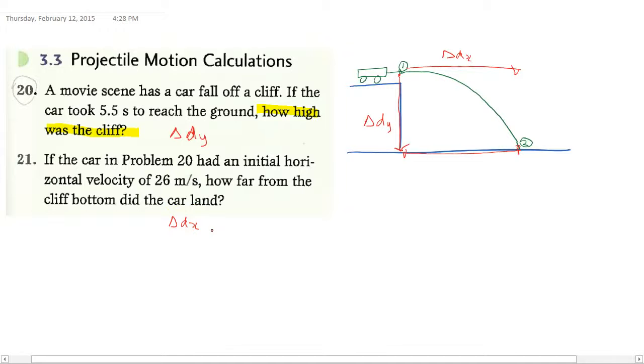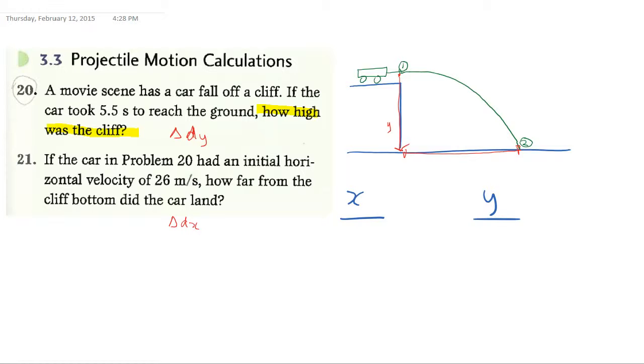Okay, well, in solving this question, and maybe I'll erase some of this stuff just so that we can see it better, we're going to do what we normally do, which is separate the motion into the x and the y components. So we'll have maybe the x here and then the y over here. And now let's fill in everything that we know.